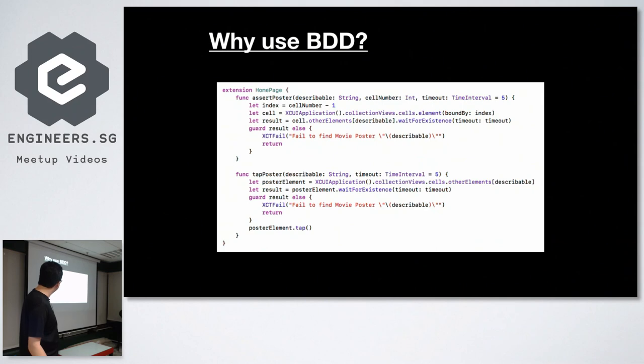And when I try to say tap poster, the second function, this is what I will do. I actually use the native testing framework queries to get the element, and then the last part over here is just dot tap. So this is of course very specific to the testing framework that you use.